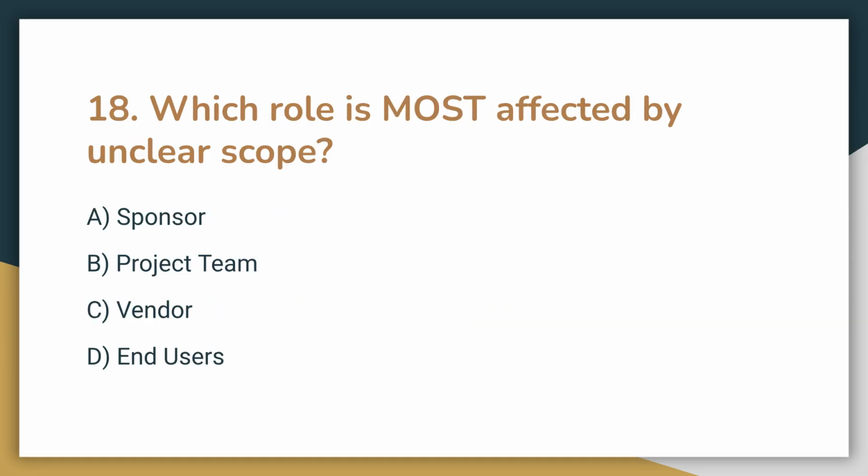Question 18. Which role is most affected by unclear scope? A. Sponsor. B. Project team. C. Vendor. Or D. End users. The correct answer is B. The project team is most affected, suffering from rework, confusion, and potential burnout due to ambiguity.